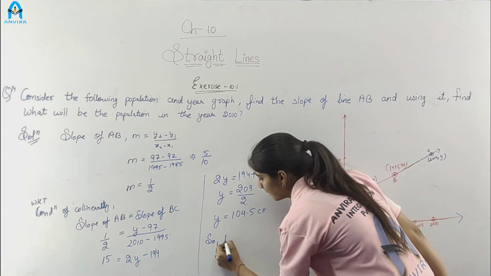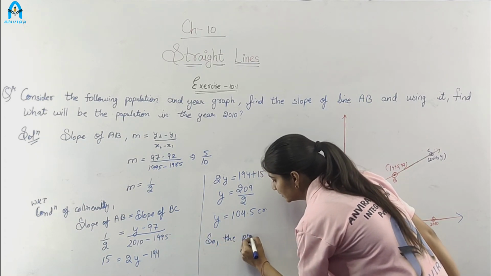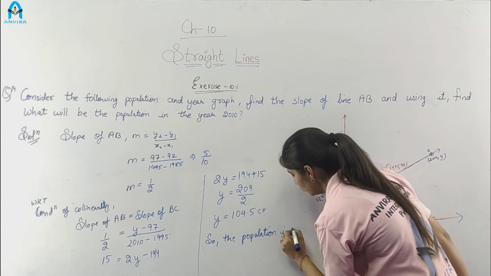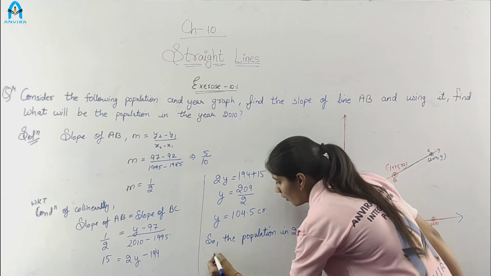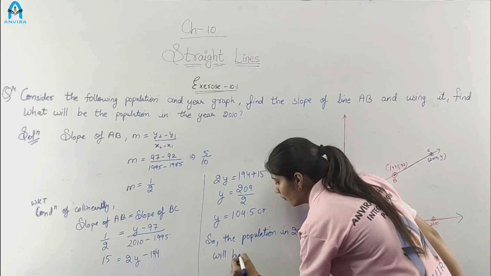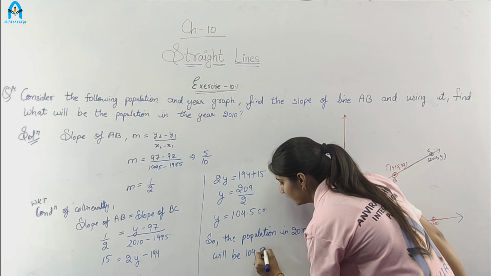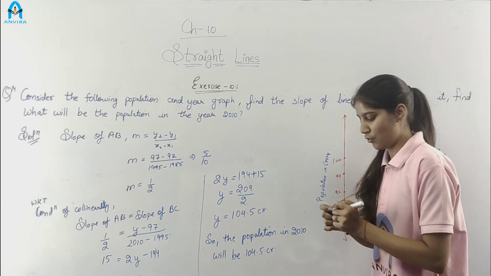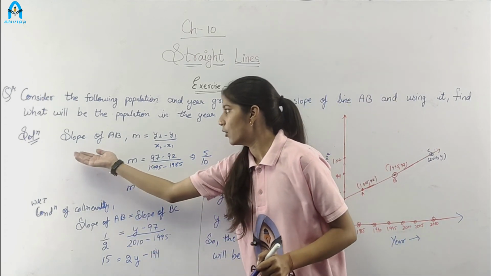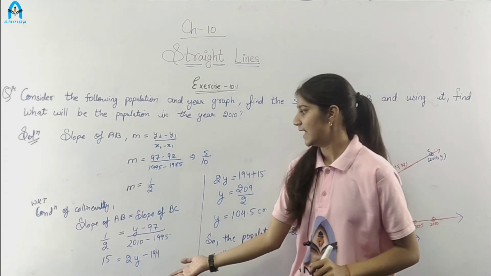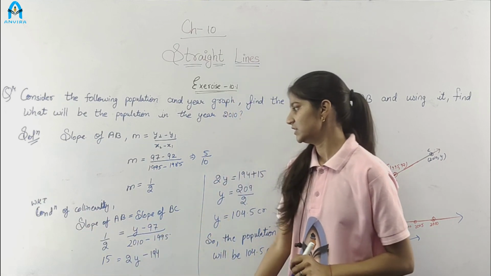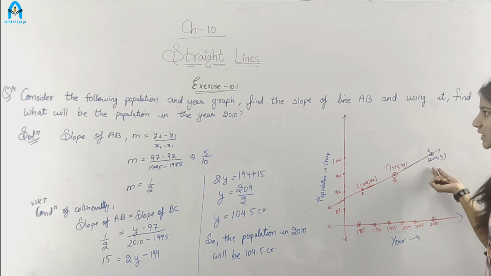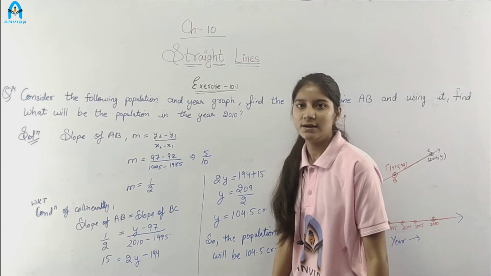So the population in 2010 will be 104.5 crore. I hope you understood how we can find the slope, and then by applying the condition of collinearity we find the value of population in 2010.